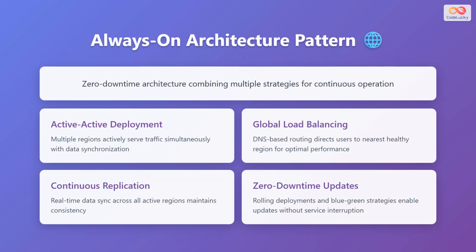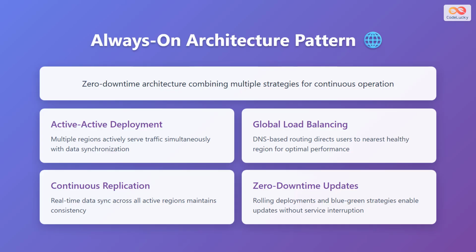Always-on architecture represents the ultimate in high availability, combining multiple strategies for zero-downtime operation. This pattern uses active-active deployment, where multiple regions actively serve traffic simultaneously with continuous data synchronization. Unlike traditional disaster recovery, where a secondary region sits idle, always-on architectures keep all regions active and serving users.